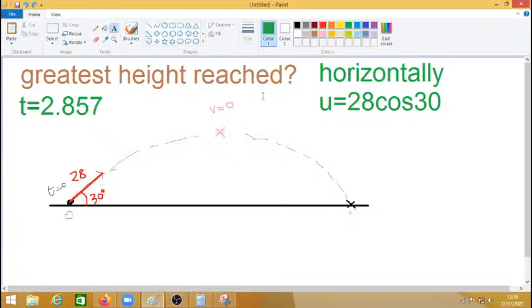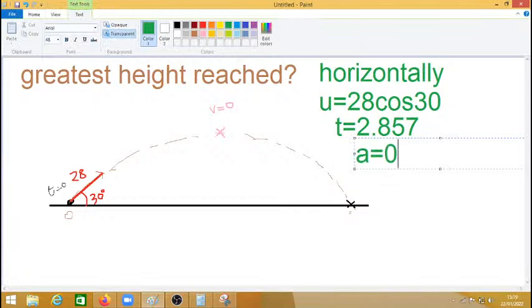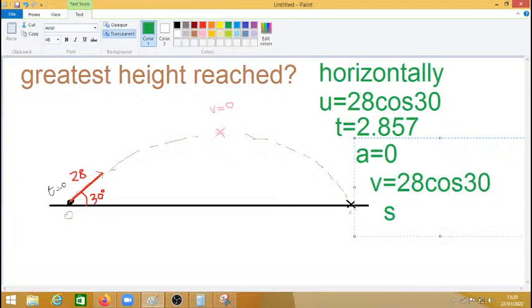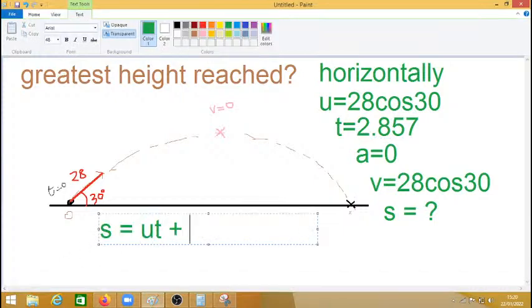What else do we know? Do we know the time? Yes, we know the time because it's the same time that we've just worked out. So we can take that time and use that here. Do we know the acceleration? Acceleration is 0 because we're not assuming any air resistance or friction. We know the final velocity because horizontally nothing changes, so it will still be 28 cos 30. And what we want to know is the distance. That's what we were trying to find out. So let's try a formula that we've used many times today. S equals ut plus half at squared.